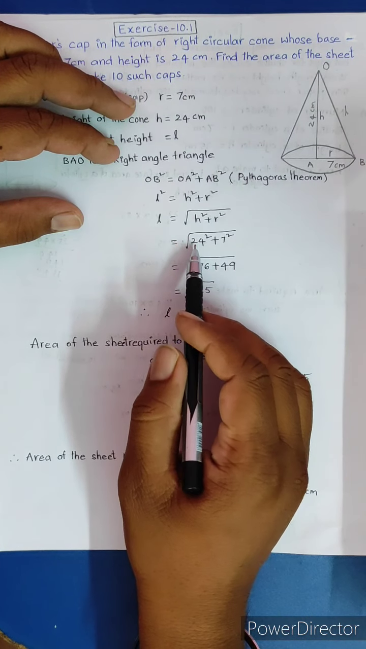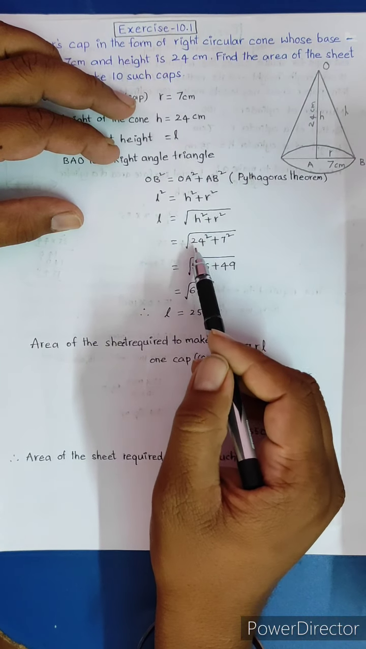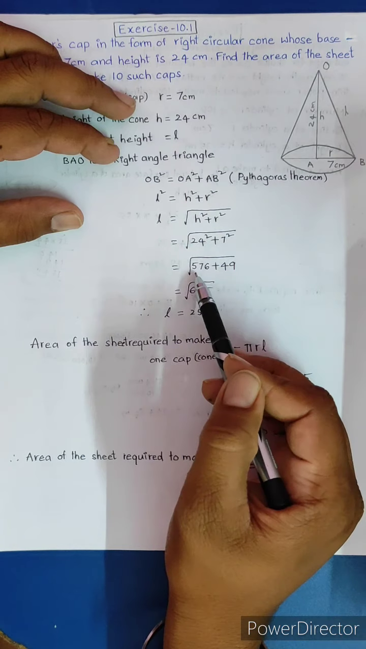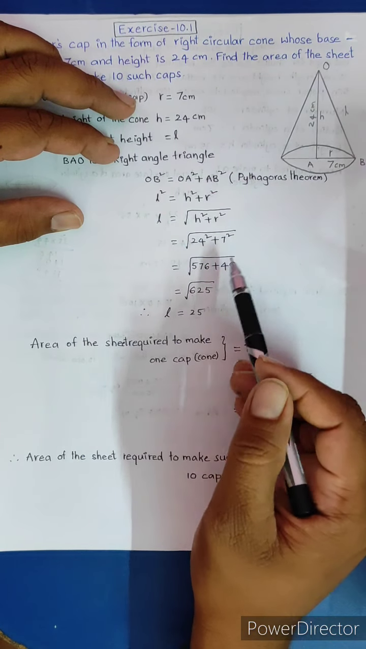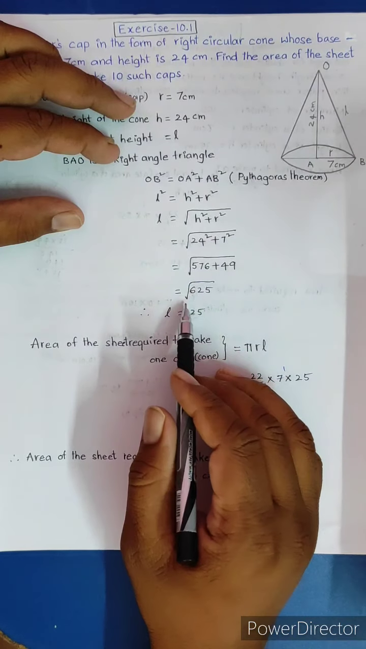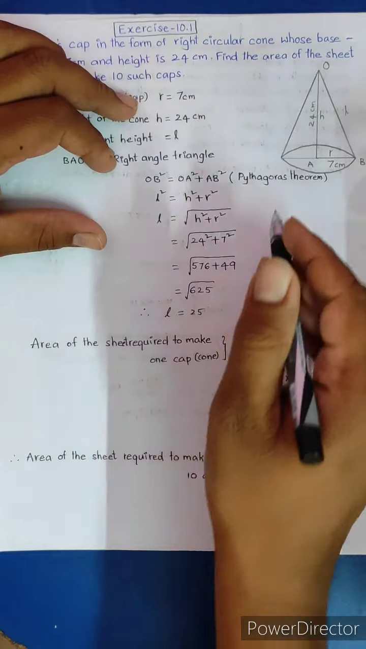Value of h is 24 and value of r is 7 centimeter. 24 square plus 7 square. 24 into 24 is 576, plus 7 sevens are 49. 576 and 49, their sum is 625. Square root of 625 is 25.